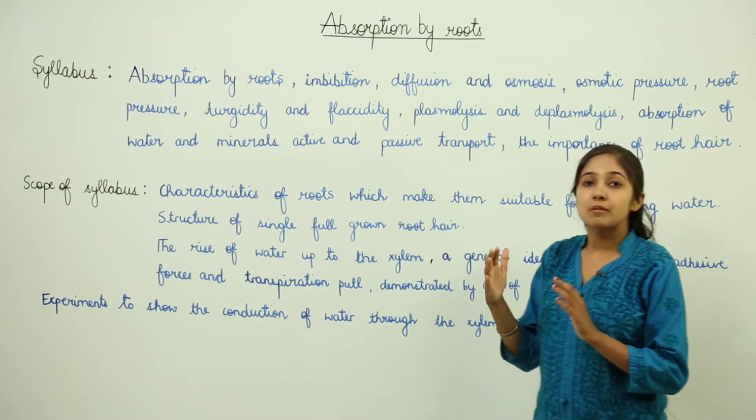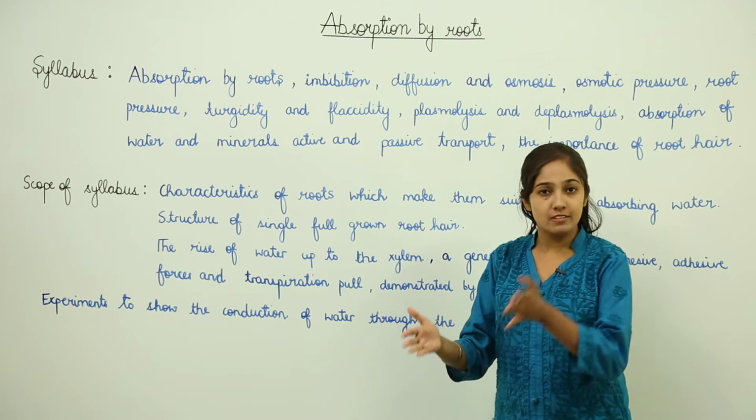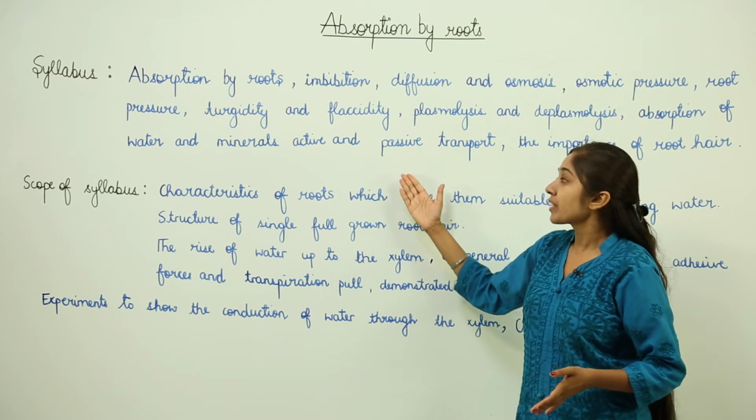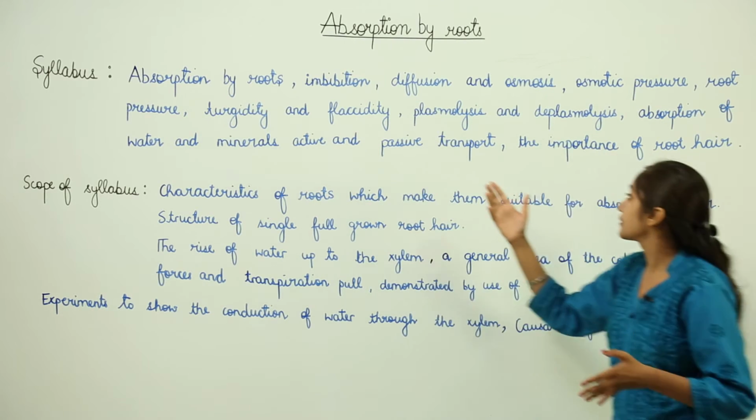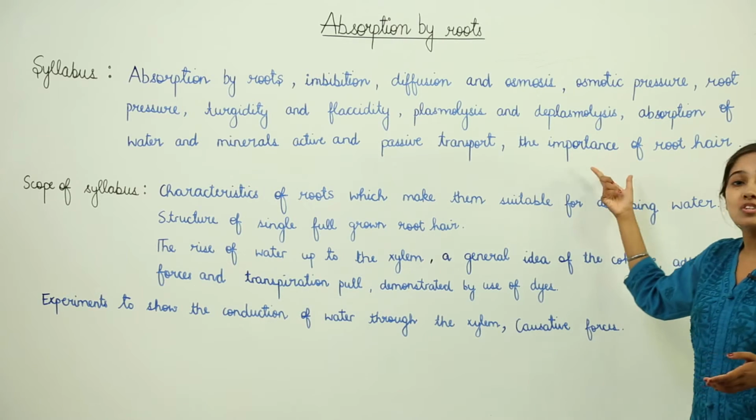This transport can be active transport also and passive transport also. What is it and what is the difference between the two? Where does it take place? We will discuss all this. And the importance of root hair, right?